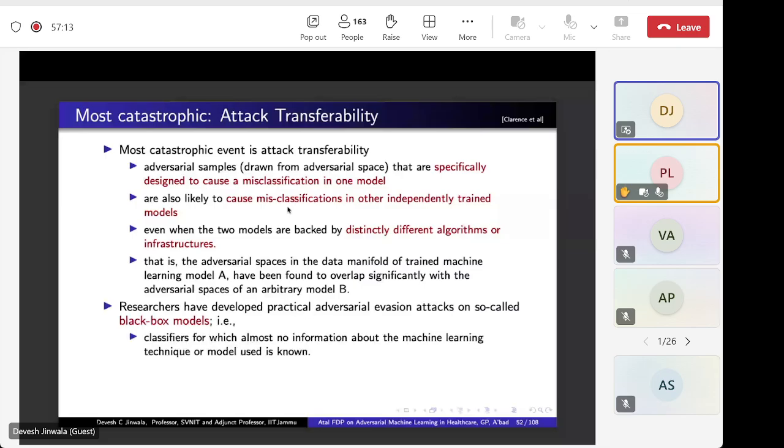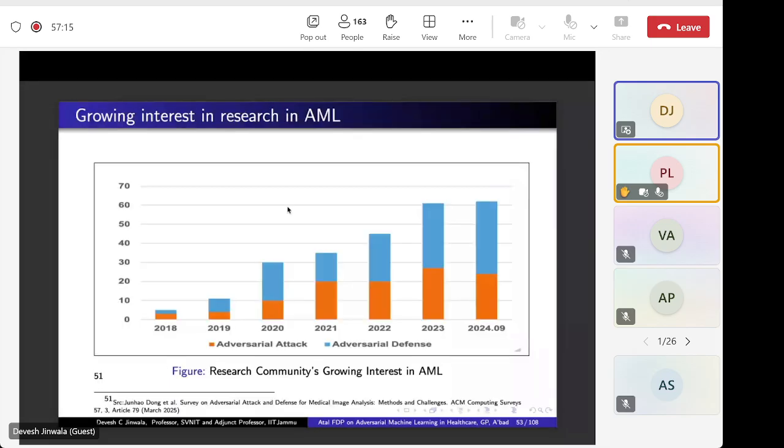I'll skip them. I'm showing here the growing research interest. If you look at the title of the paper, the title of the paper is related to healthcare. So you may wonder as of now that the title of the talk was adversarial machine learning in healthcare, but I'm nowhere talking about healthcare. The reason is simple: whatever background material I've talked about that applies to any security application applies to healthcare applications also. So that's what you see here.